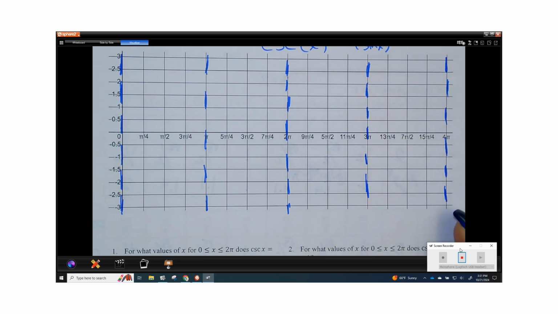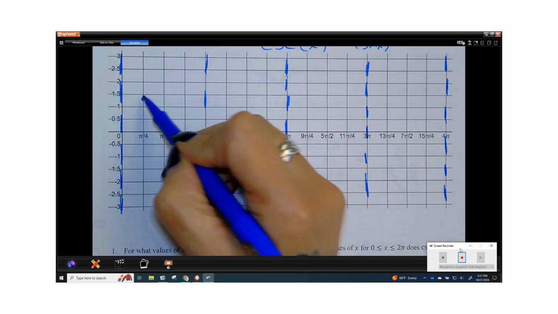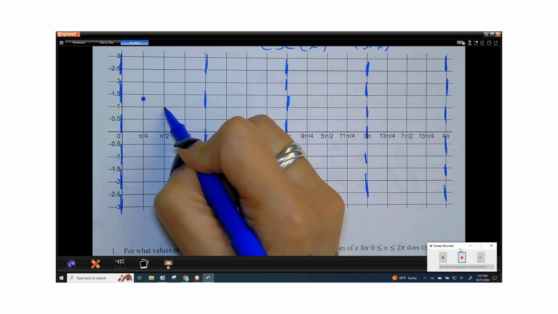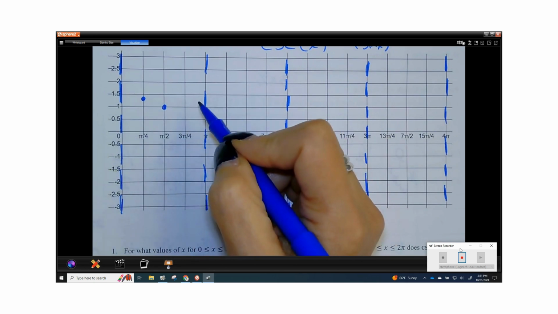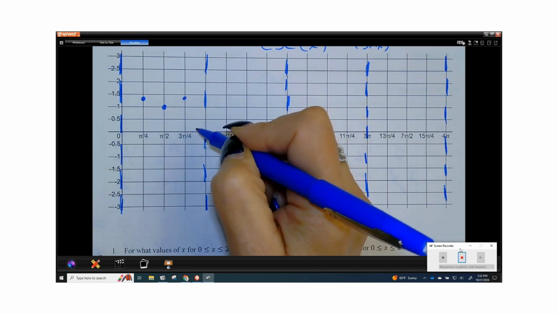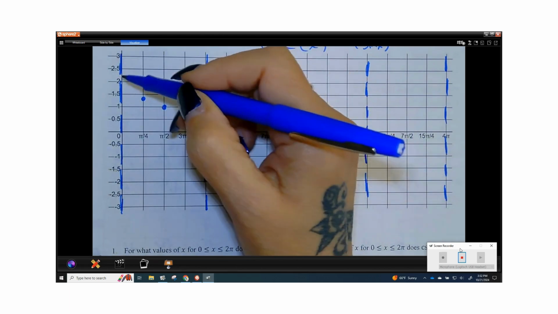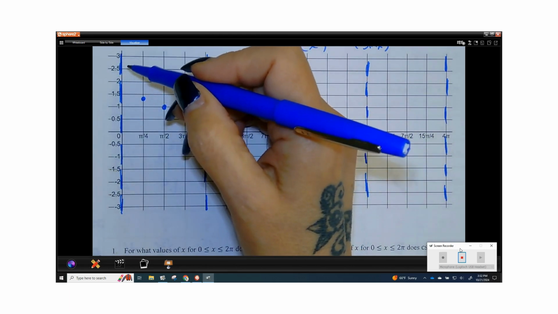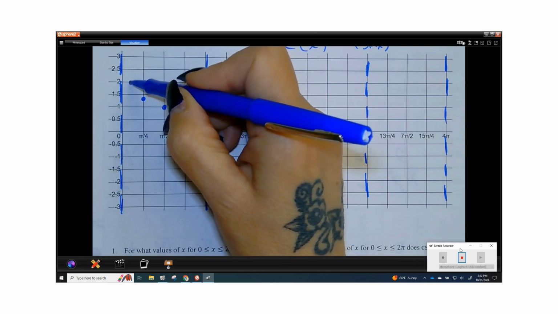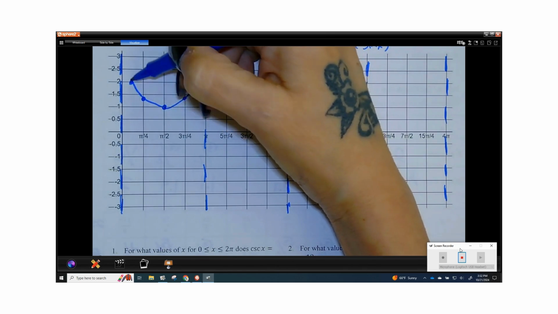Okay. At pi over 4, our value for cosecant was 1.4. Pi over 2, it is 1. 3 pi over 4, it is 1.4. So over here it is 2, and over here it is also 2, so it goes up like this.